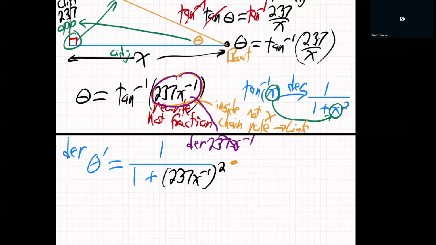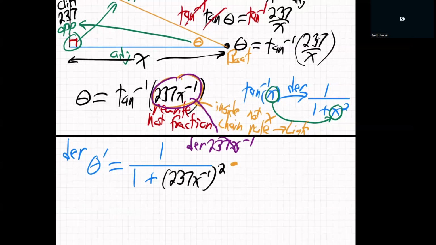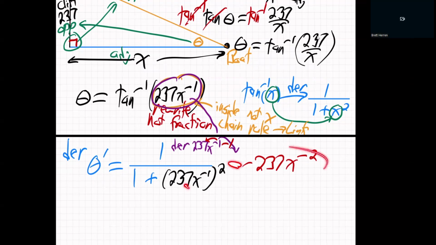That's not too bad. Sorry, it's just getting kind of scribbly, isn't it? So the derivative of 237x to the minus 1. The minus 1 goes right there, so minus 237 x to the minus 2. Subtract 1 from the power, right? That's the chain rule. When the inside of any function is not just a simple x, you have another step where you multiply by the derivative of the inside. That's the next link in the chain rule.